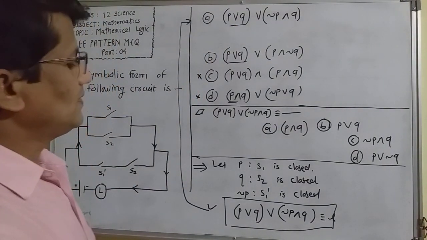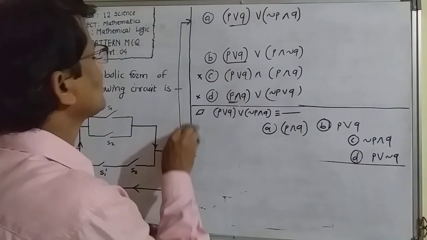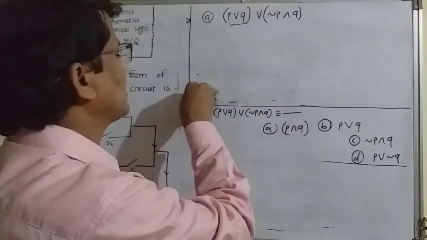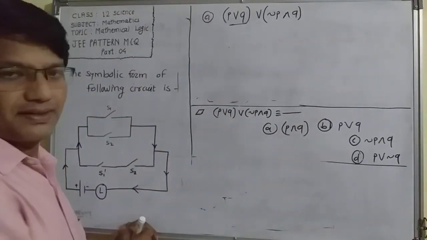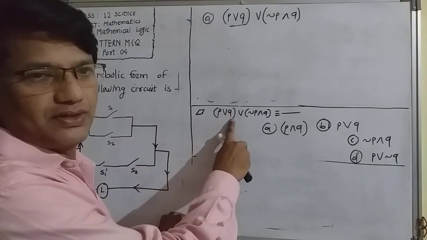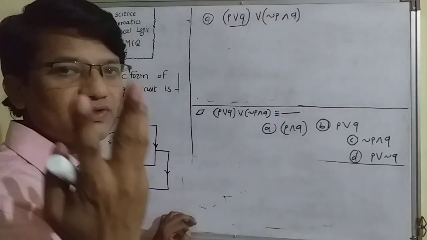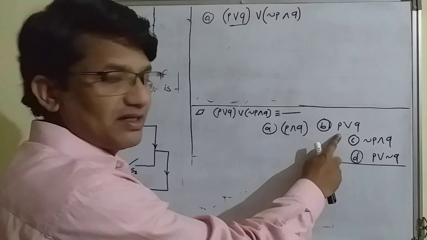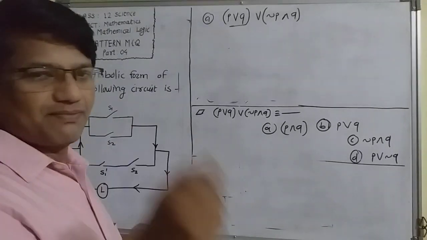Now the same type of example can be asked in the exam. Let us see example number second, and example number second is written here. Observe: P or Q, or with negation P and Q, is equivalent to what? Options are given: option number 1, option number 2, option number 3 and option number 4. And we have to simplify this.